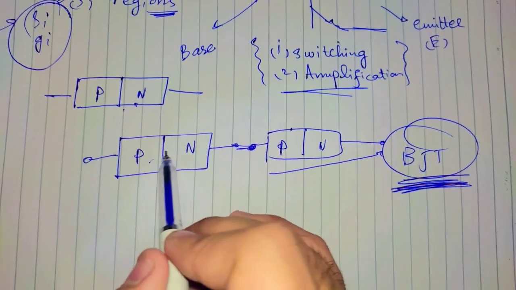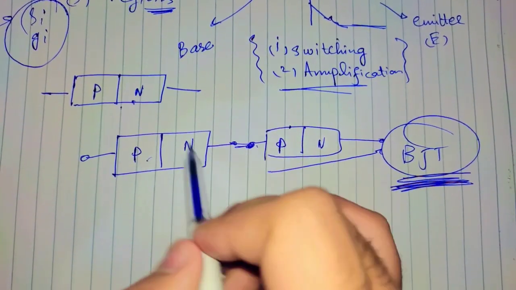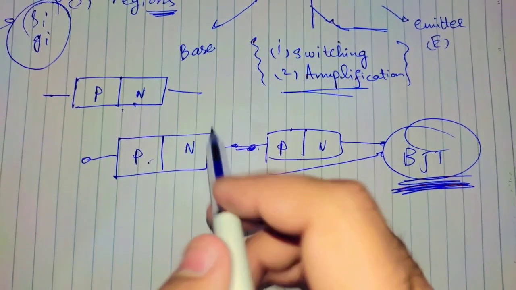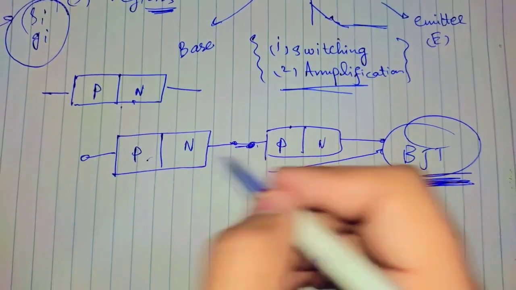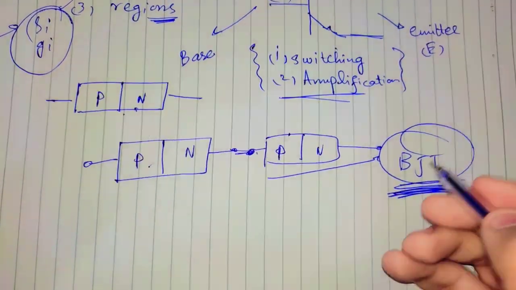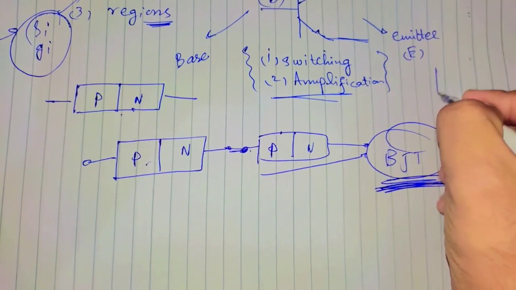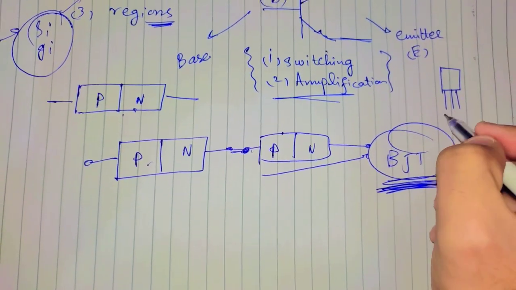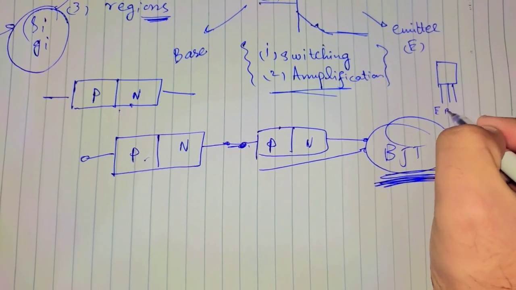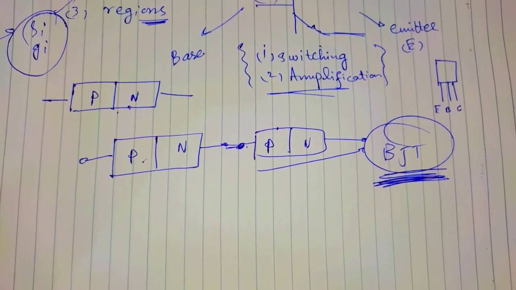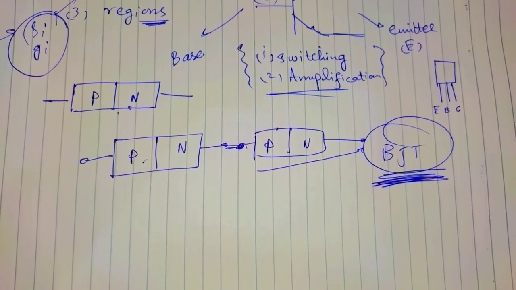Okay, so we have 2 p-n junctions which are connected together in series, and the connection of these 2 diodes back to back gives us a 3-layer, 2-junction, 3-terminal device which is known as the bipolar junction transistor. So the device is just like this. We have emitter, base and collector. This is the bipolar junction transistor.